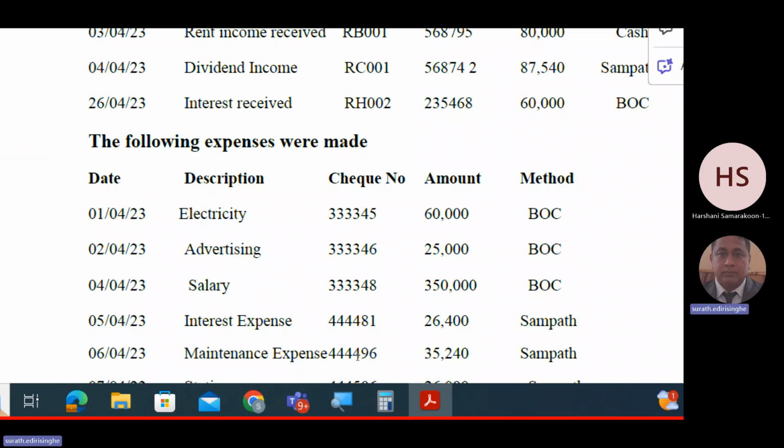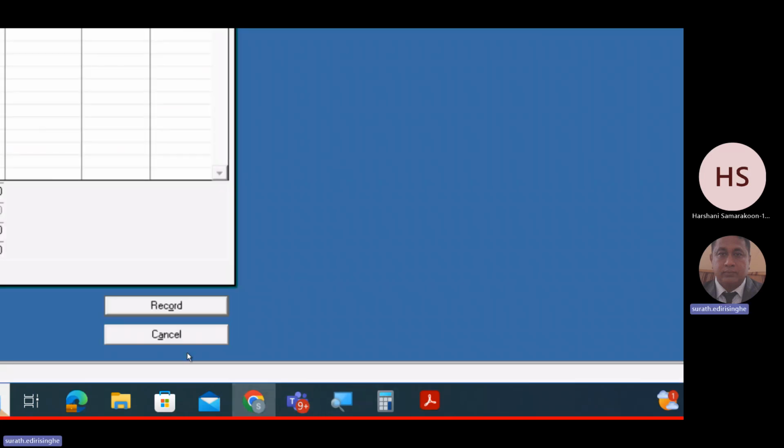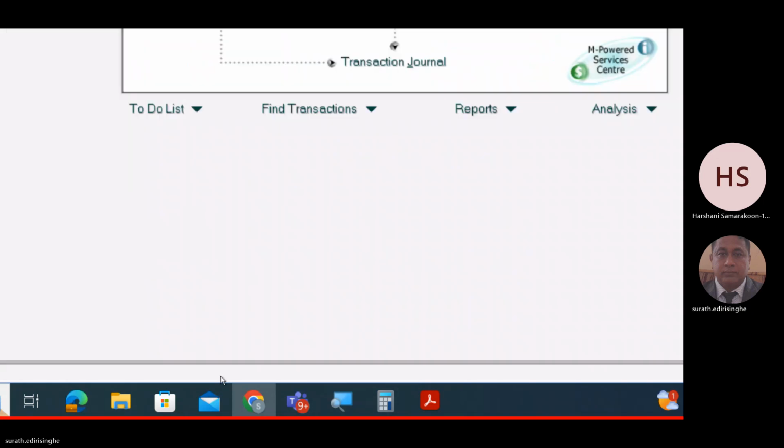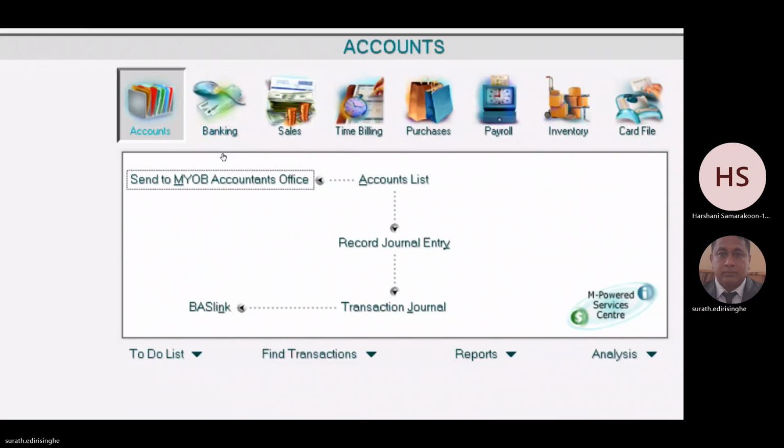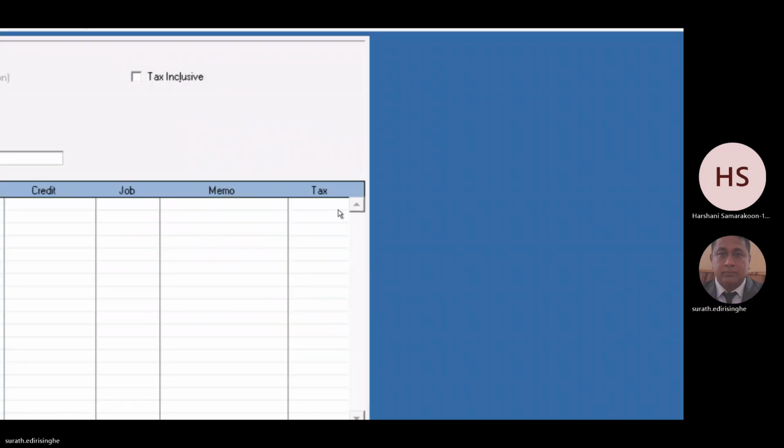Right. Okay. Now I record the correct transaction on that. Actually, this is a payment. Before that, we have to provide the provisions, no? Neither provision, right? We'll study the correct transaction. Go to the accounts, record journal entry.